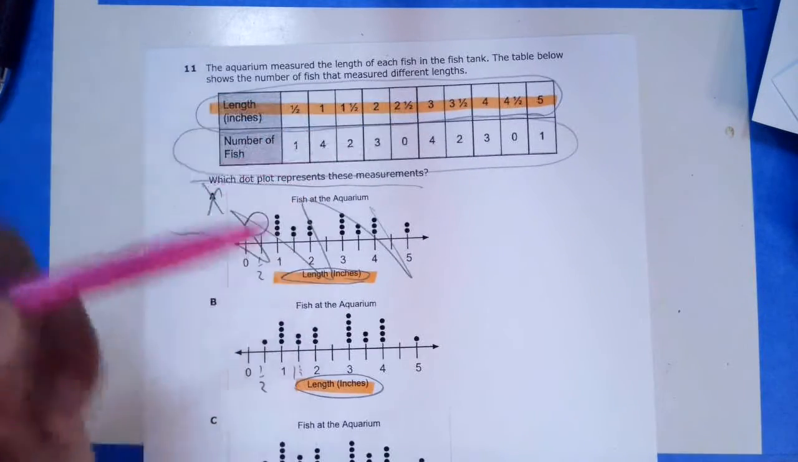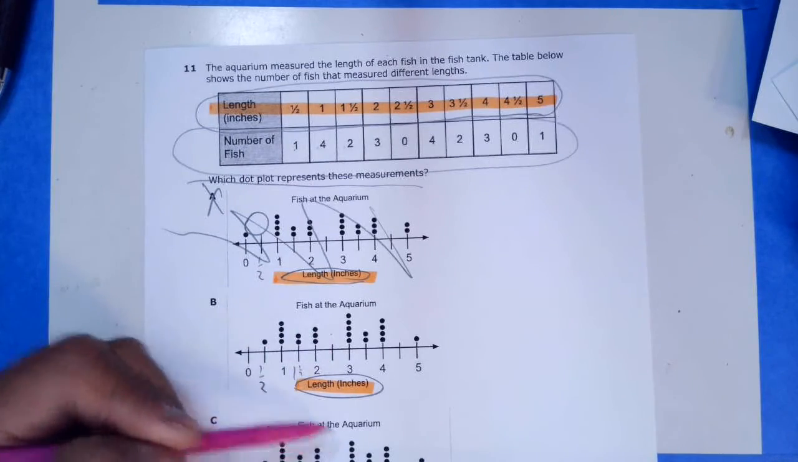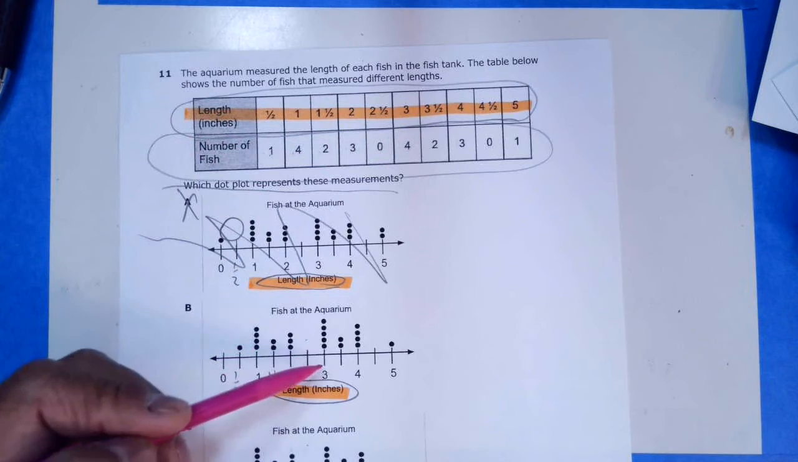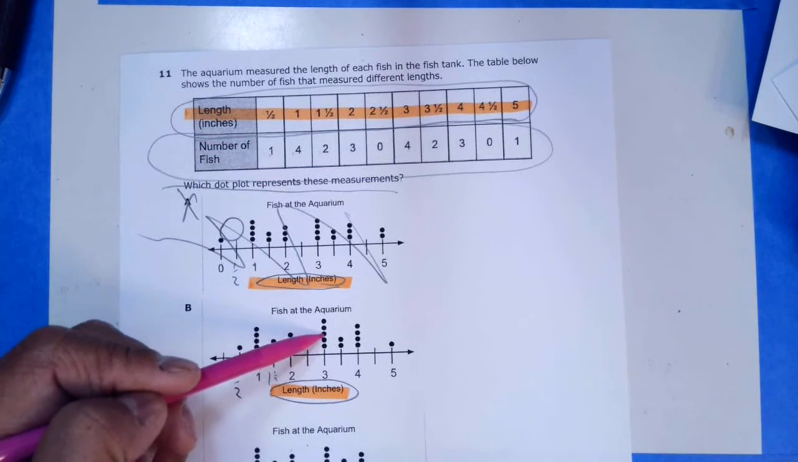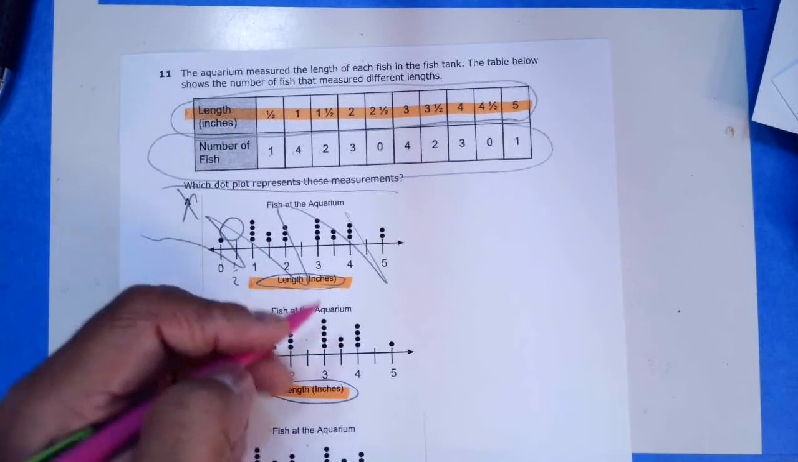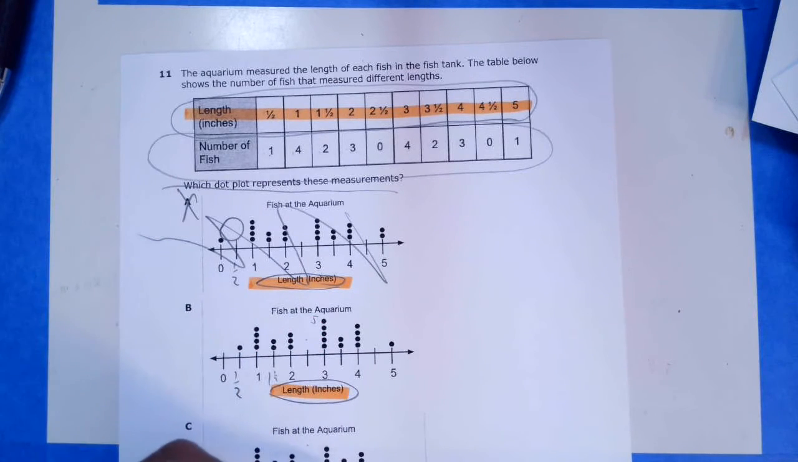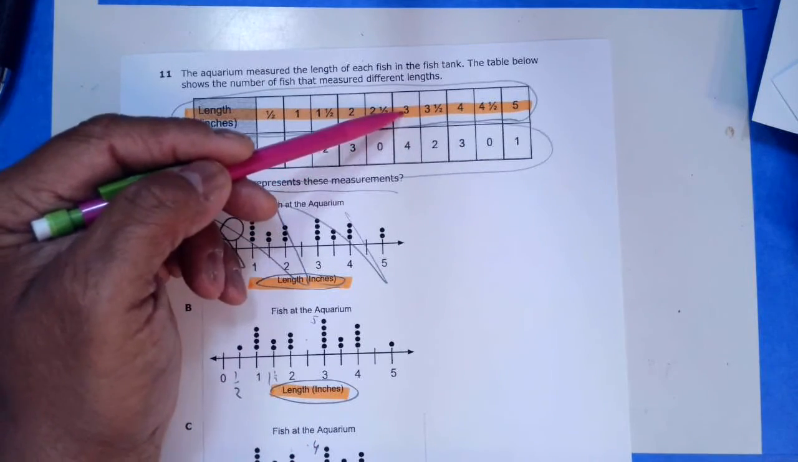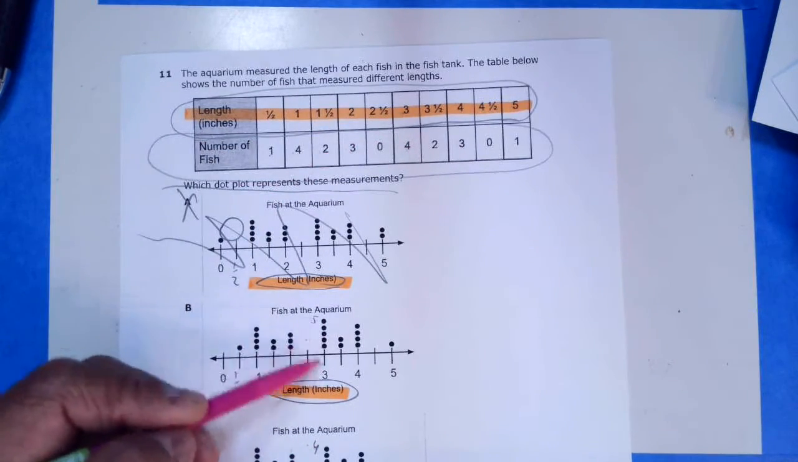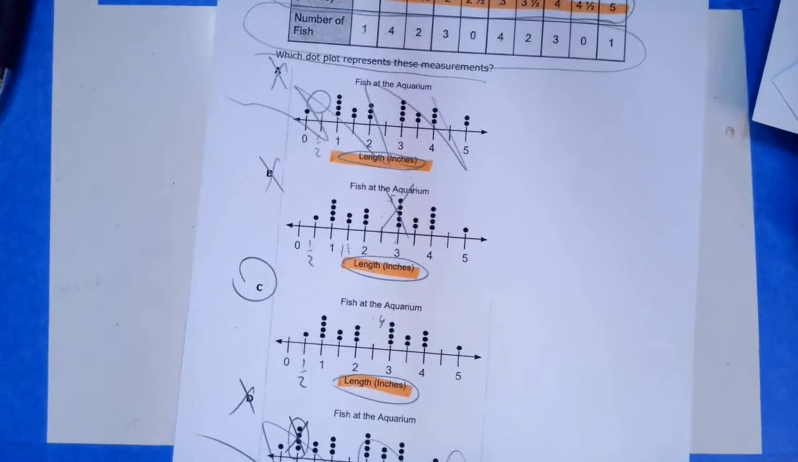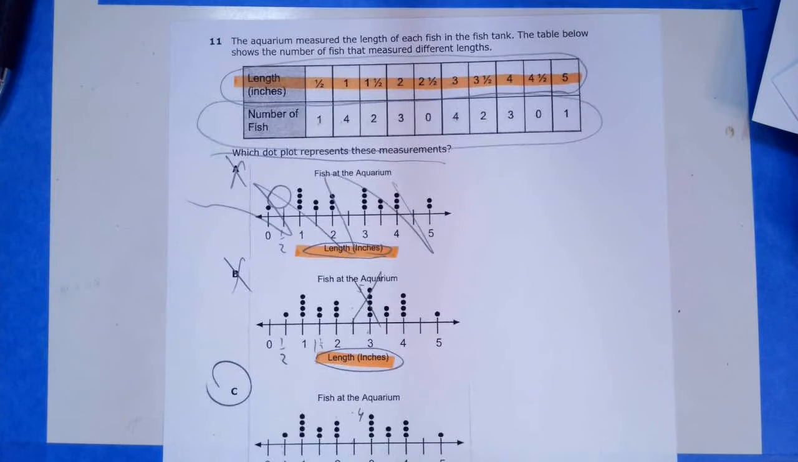At 2.5, 0. At 3 inches, 4. At 3 inches, 1, 2, 3, 4. Ooh, 1, 2, 3, 4, 5. 1, 2, 3, 4. So at 3 inches, I'm supposed to have 4. This one has 5. There's my answer. Okay.